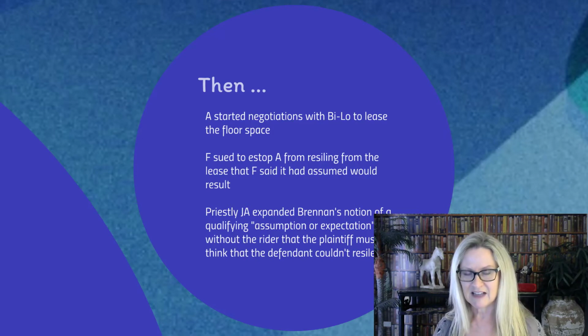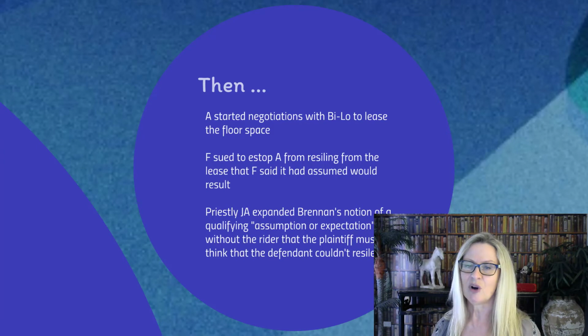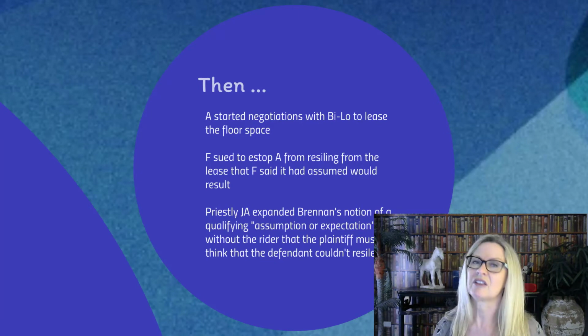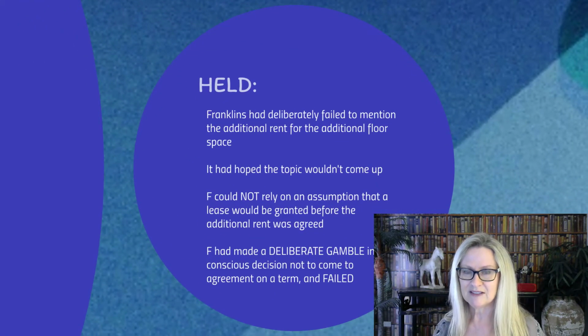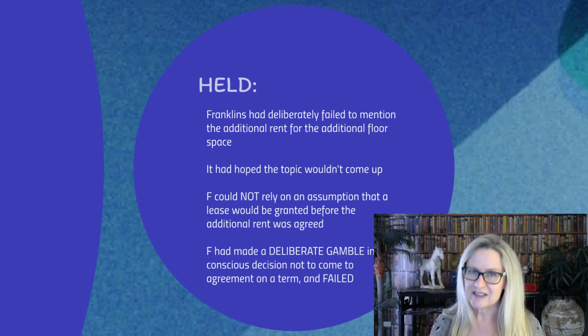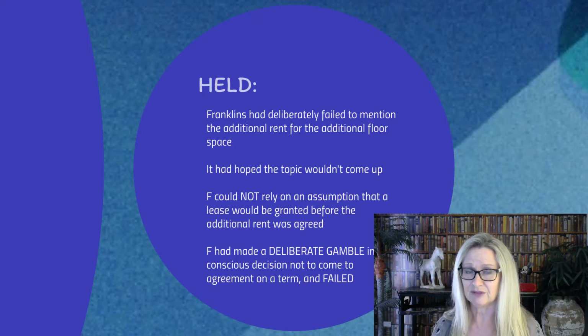Priestley, as I said, expanded Brennan's notion of a qualifying assumption or expectation, dropping that extra rider that the plaintiff has to think that the defendant couldn't resile. They have to turn their mind to the fact that they think the other party can't renege on whatever it is that they've represented. And here we see the constraints being applied to keep this doctrine within manageable limits, because otherwise it's really going to undercut the whole issue of the doctrine of consideration.